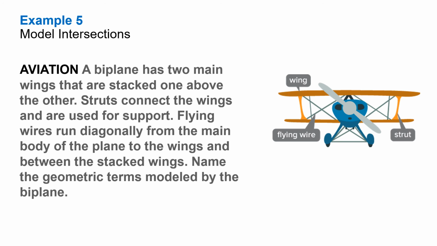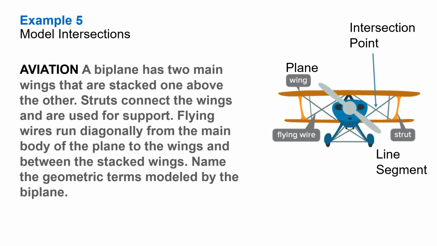A biplane has two main wings that are stacked one above the other. Struts connect the wings and are used for supports. Flying wires run diagonally from the main body of the plane to the wings and between the stacked wings. Name the geometric terms modeled by the biplane. So the wing models a plane. The strut represents a line segment. And then where the two flying wires intersect is an intersection point.